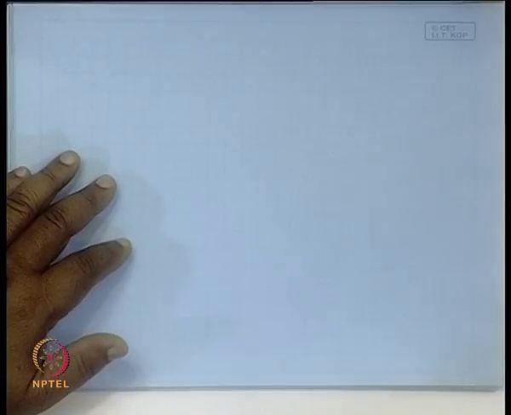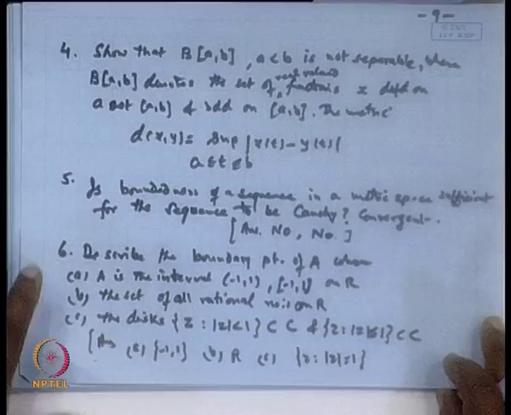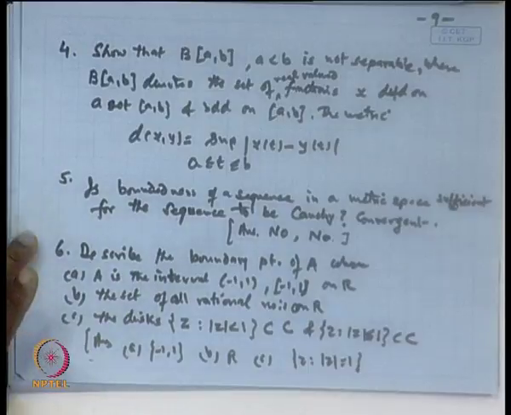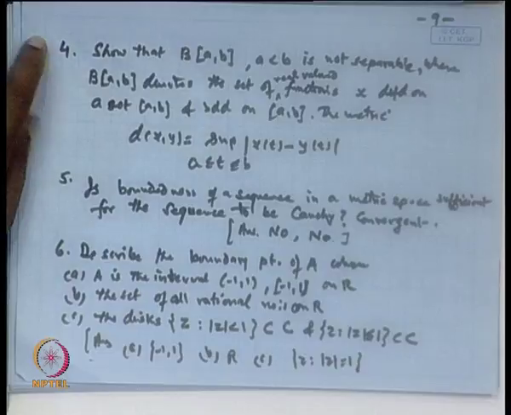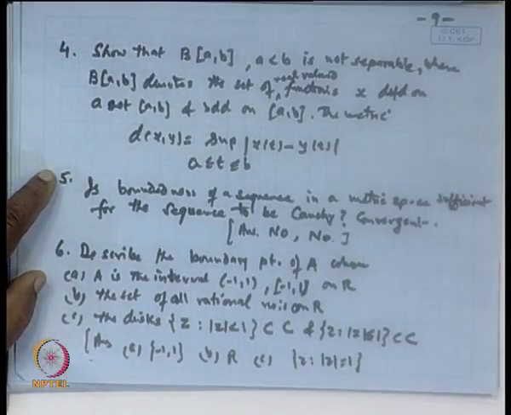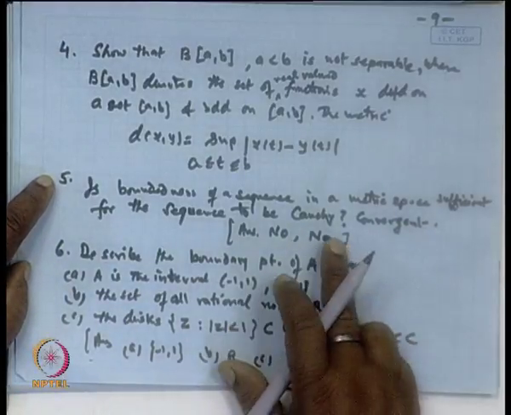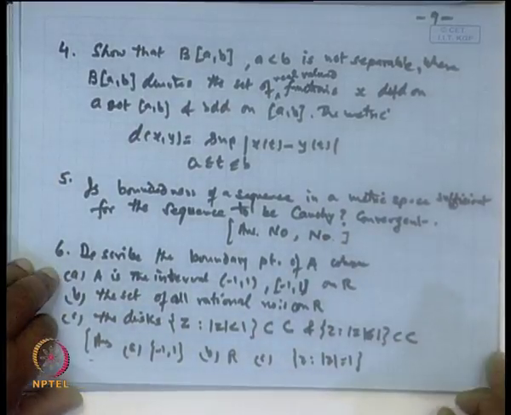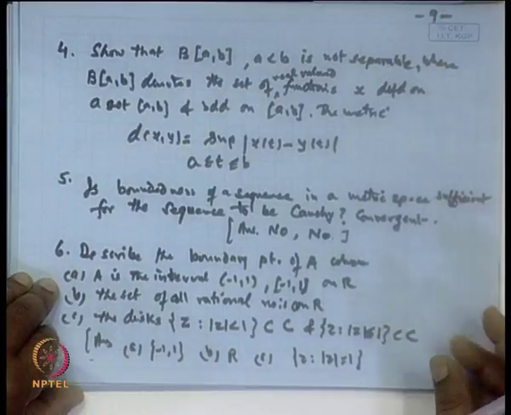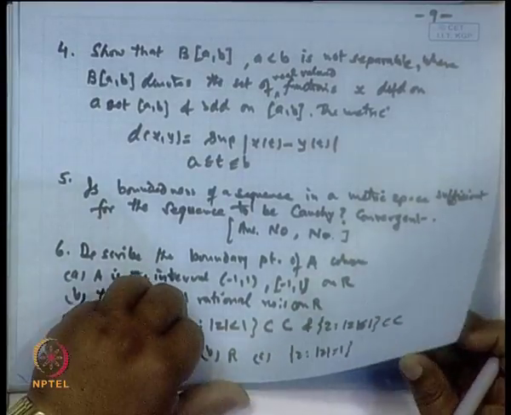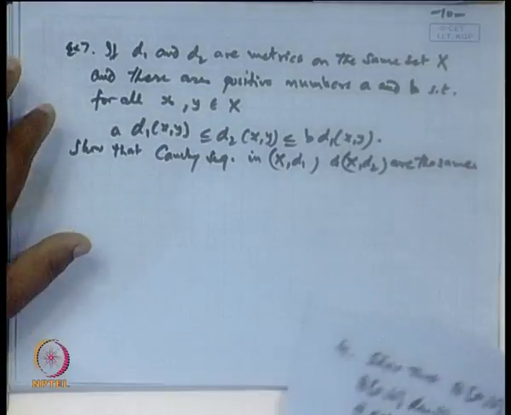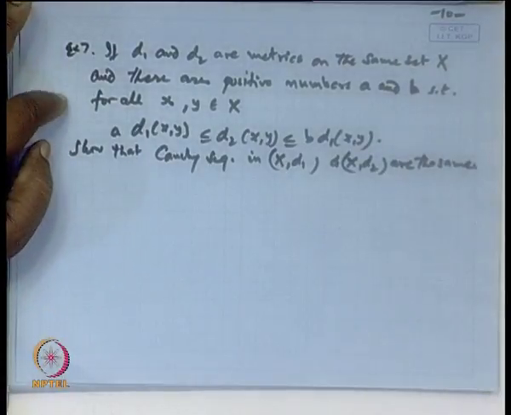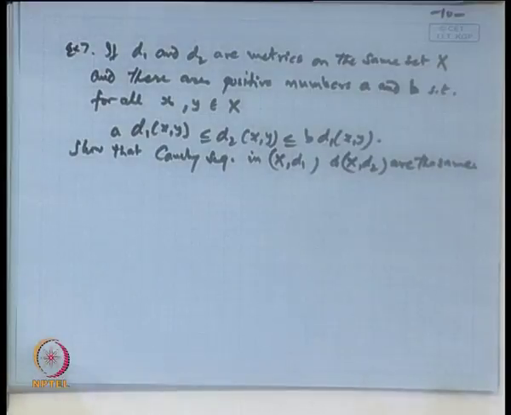Okay. Now, there are a few more problems which I have written, you can just have a look and do them later on. This one is not separable, this is one problem. Then another problem is that the boundedness of a sequence does not imply Cauchyness and convergence. So, these problems you can just have a look. And then the last problem is this, a definition which I have already discussed.